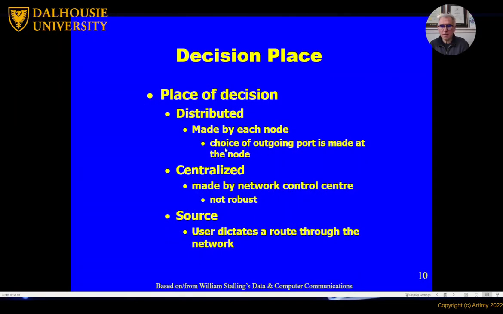Another criteria is centralized. So the decision is made by a central controller, by a central location. The centralized location is the one that decides where to forward the packets. So not the individual routers, but a centralized controller. Finally, the last place to make a decision is actually the source itself. So we have a technique called source routing, where the source says, I want to send this packet to be forwarded through this path. So the source decides where to send the information.